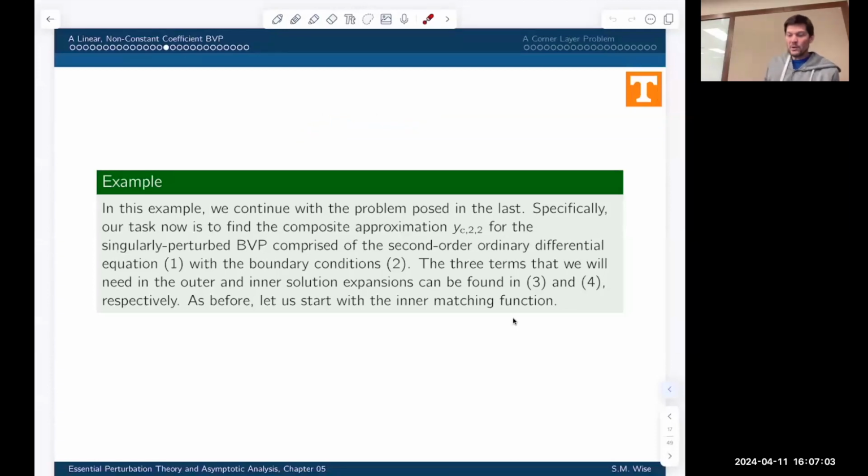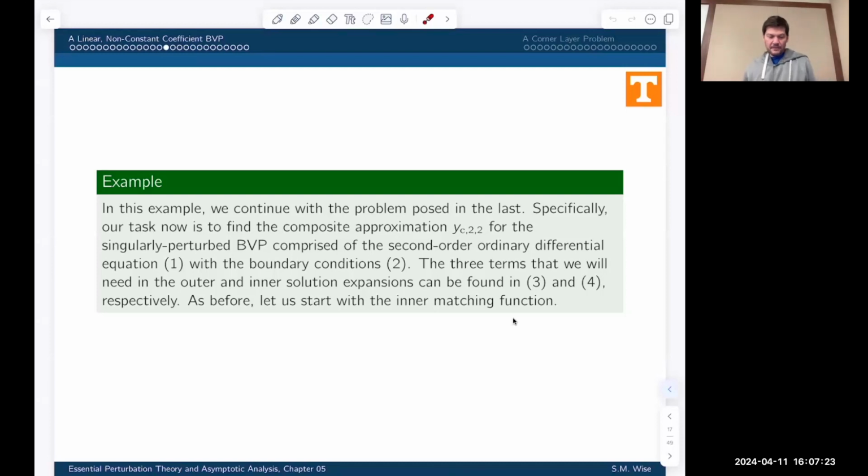Okay, welcome back to Essential Perturbation Theory and Asymptotic Analysis. I had a couple of questions in before class got started. I tried to answer some of them. Are there any other questions besides those? Okay.